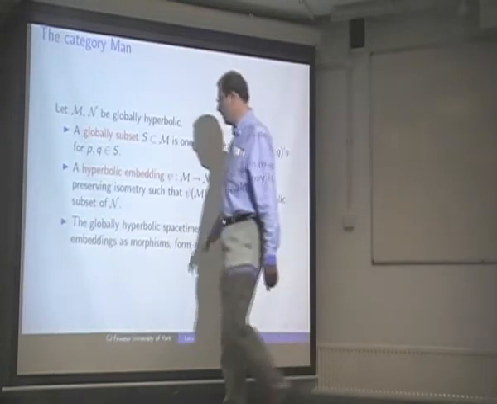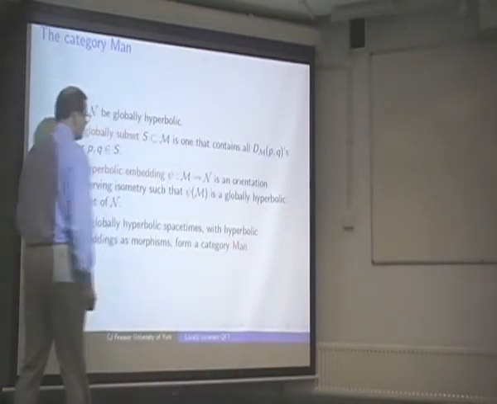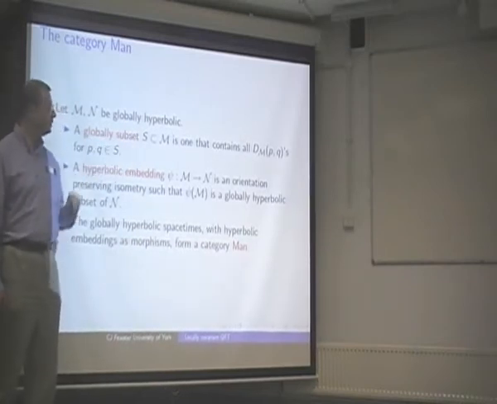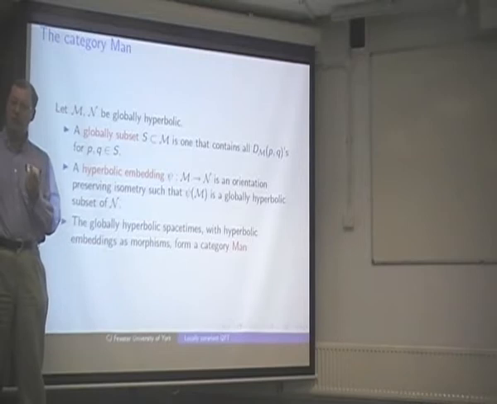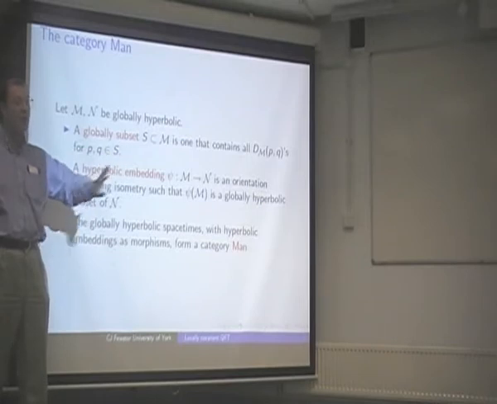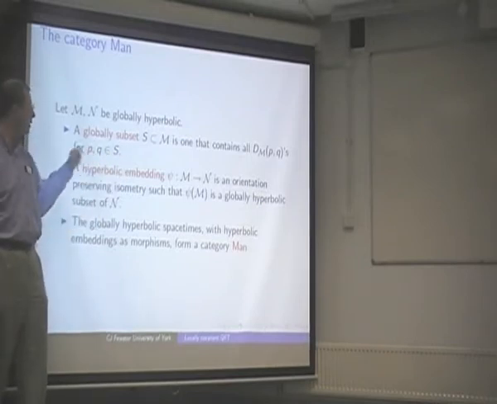If I take a subset of a globally hyperbolic space-time, which contains all the diamond regions where the preparation and the measurement occur inside it. So, in other words, no part of any primitive experiment that starts and finishes in this region needs to know about anything else. I will call that a globally hyperbolic subset.